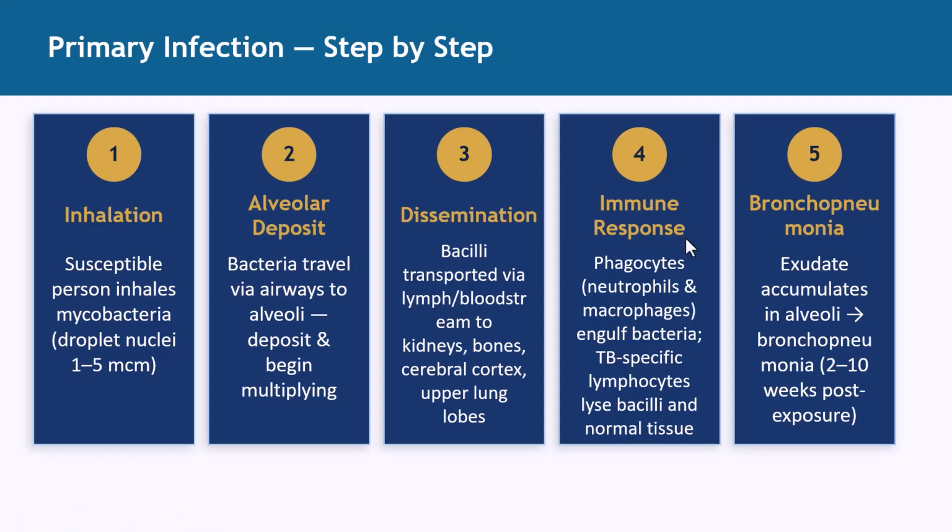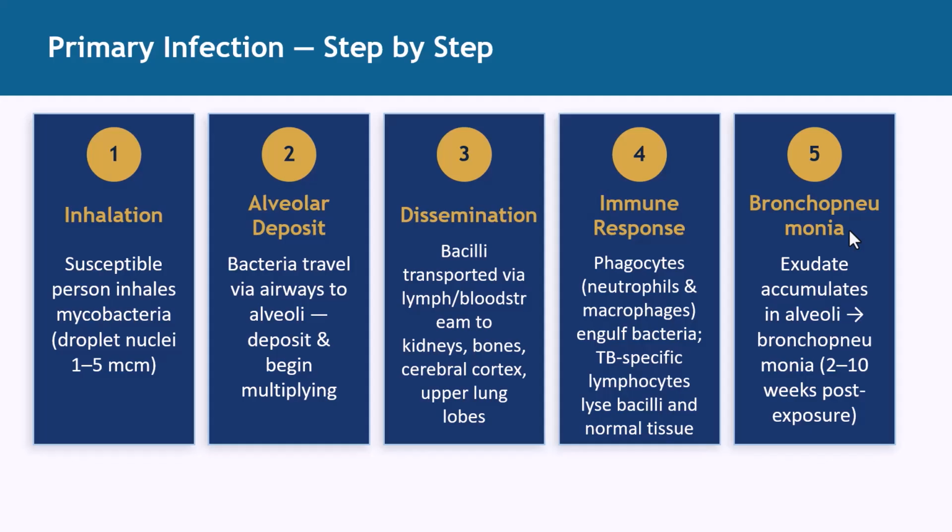Step 4. The immune response. The body recognizes the invader and launches an inflammatory reaction. Phagocytes, especially neutrophils and macrophages, engulf many of the bacteria. TB-specific lymphocytes then destroy both the bacilli and some surrounding normal tissue. Step 5. Bronchopneumonia. This tissue reaction leads to the accumulation of exudate in the alveoli, causing bronchopneumonia. The lung becomes inflamed and partially consolidated.